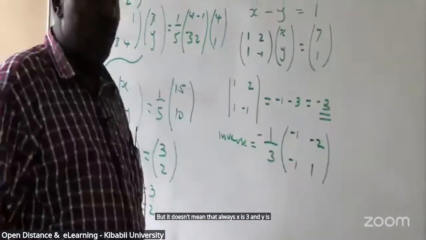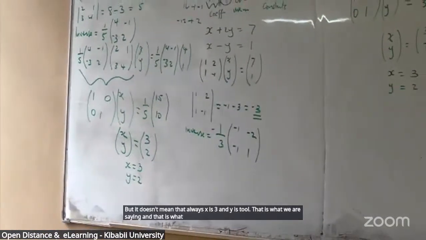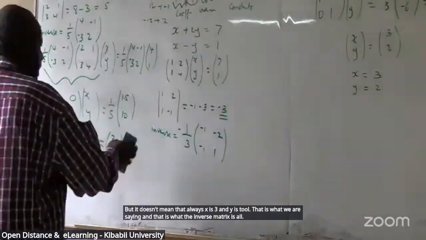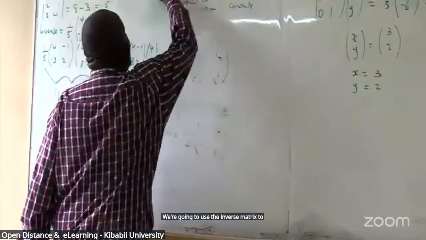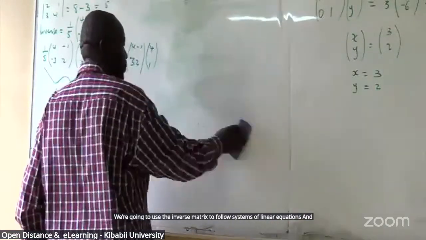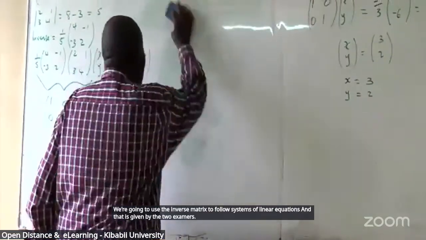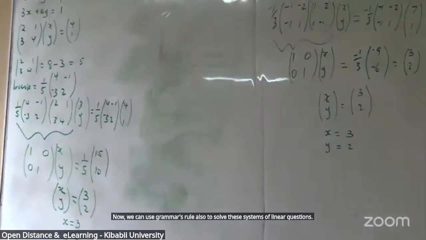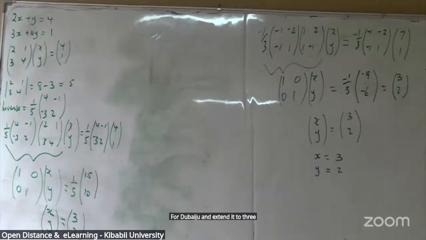That is what we are saying, and that is what the inverse matrix is all about. We can use the inverse matrix to solve systems of linear equations, and that is given by the two examples. Now, we can use Cramer's rule to also solve these systems of linear equations for 2 by 2 and extend it to 3 by 3.